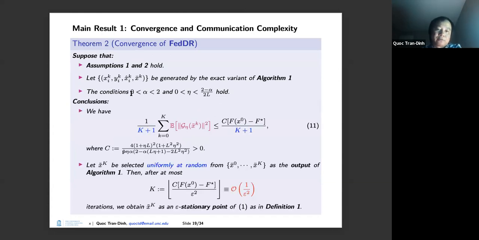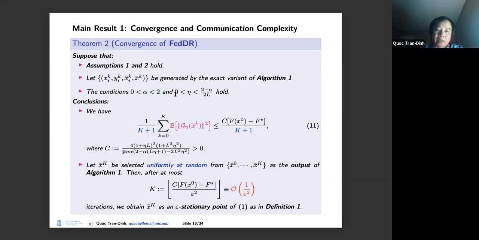We can show that with the given parameters. Here I only state this for the exact case, meaning that the proximal operator is computed exactly. We also have a result for the inexact case, but it's a bit more complicated, so I leave it out of the presentation. Here is the step size. Keep in mind that because alpha is between 0 and 2, it doesn't cover the Peaceman-Rachford method. So that is different from the first split algorithm that I mentioned earlier.